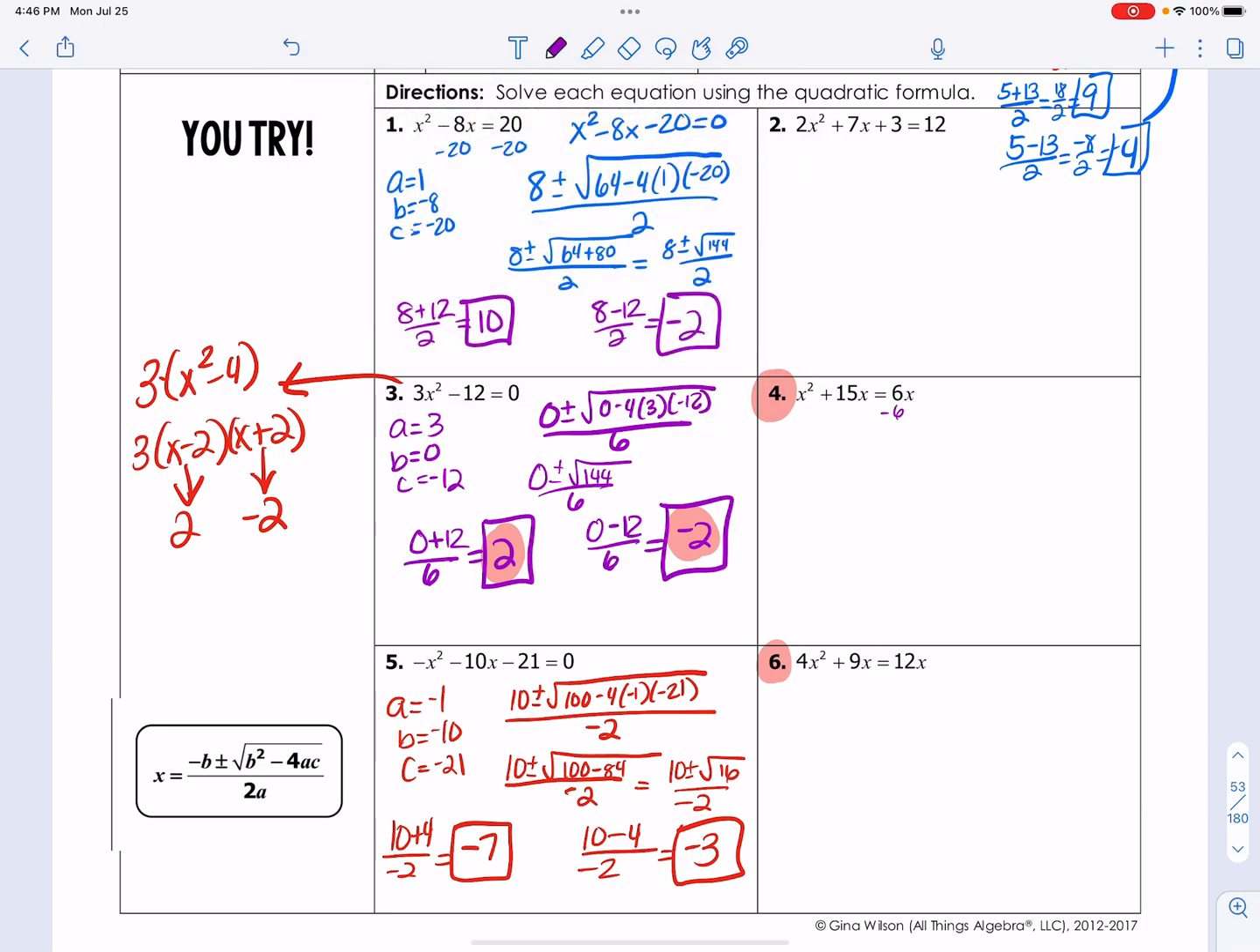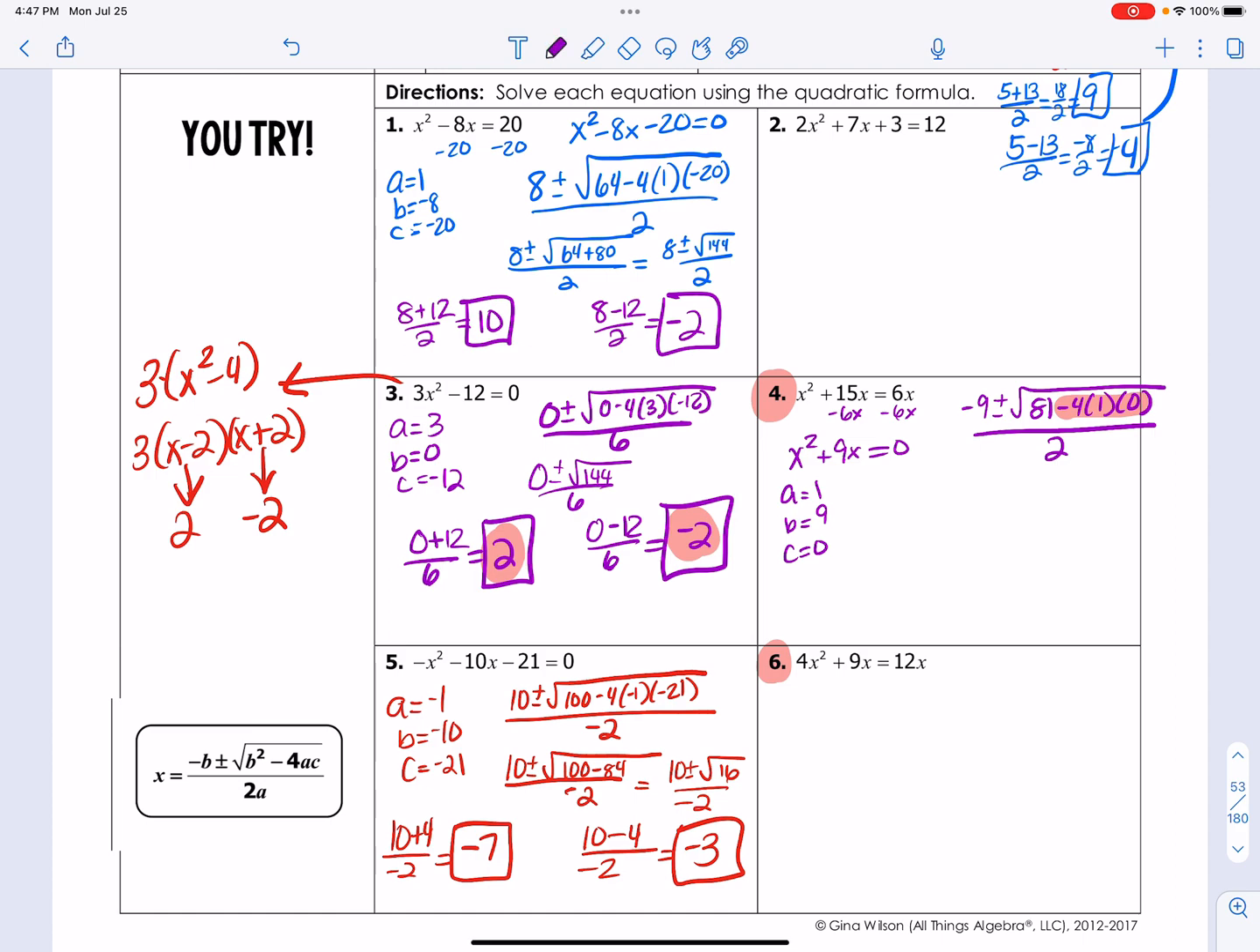Okay, on 4, first you have to get it equal to 0. So you get x squared plus 9x equals 0. So A is 1, B is 9, C is 0. So I'm going to do negative B plus or minus the square root of B squared minus 4 times A times C, all over 2A. Well, this is 0, right?